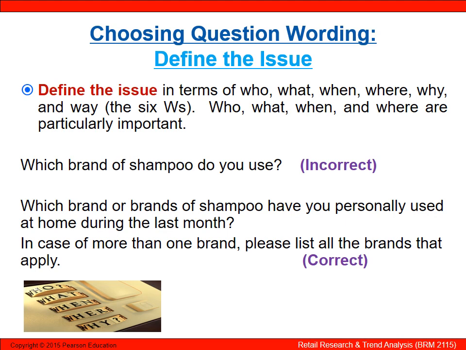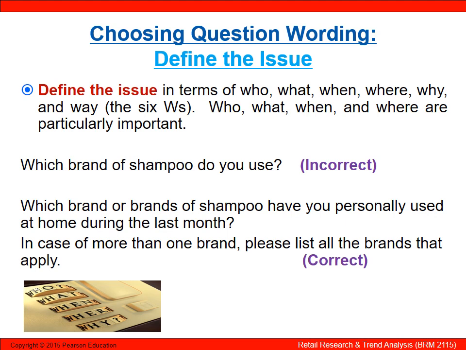Consider the following question. Which brand of shampoo do you use? On the surface, this question may seem well defined, but we may reach a different conclusion when we examine it under the microscope of who, what, when, and where. Who in this instance refers to the respondent. It is not clear, though, whether the researcher is referring to the brand the respondent used personally or the brand used by the household. What is the brand of shampoo?